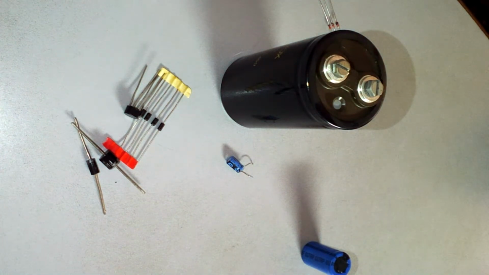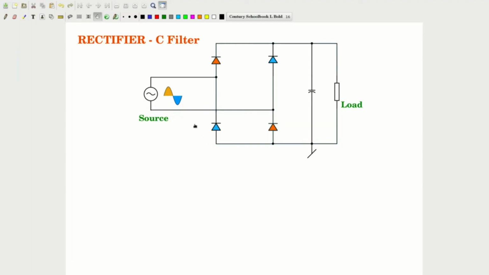Yeah, back to the circuit. So we have the full bridge rectifier and the capacitor connected as a filter here across the load. Now let us name the parts. We'll call the input source Vin. Diode D1 and diode D4 conduct during the positive half cycle of the input. Diode D2 and diode D3 conduct during the negative half cycle of Vin.